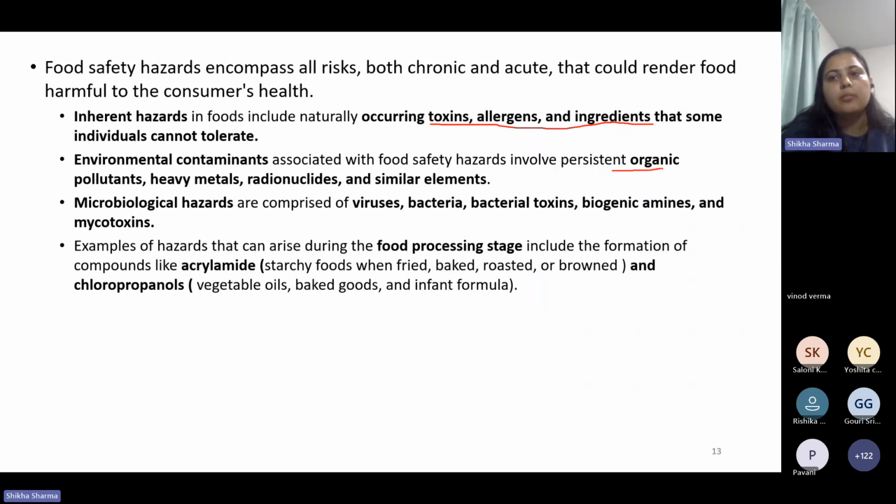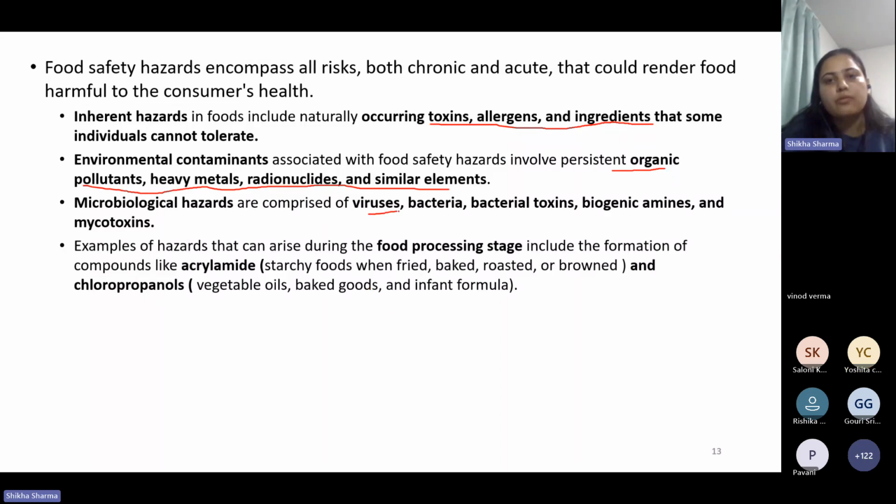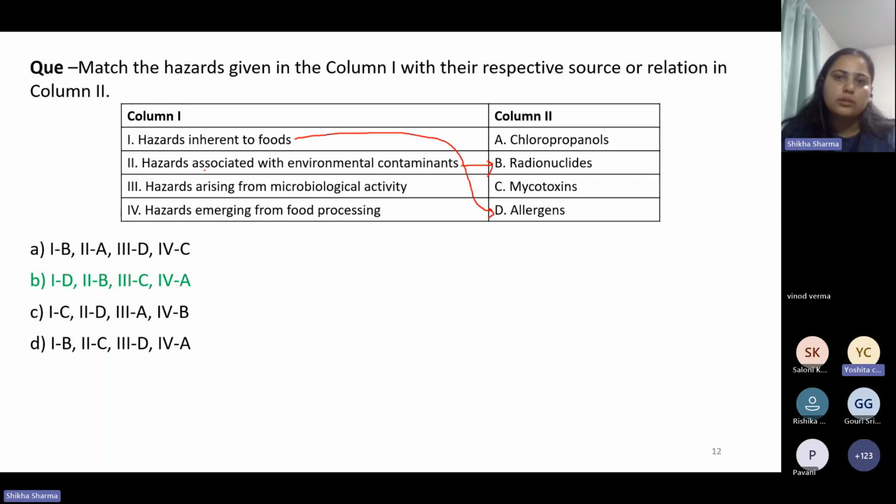So it can be any organic pollutants, heavy metals, radionuclides, and some compounds which come from the environment. So the second option is related to B, radionuclides. Third is hazards which arise due to microbiological activity. So these can be any viruses, bacteria, or any biogenic compound, amines, or the mycotoxins, which are the toxins generated from the fungi. So this is related to option C, which is mycotoxins.